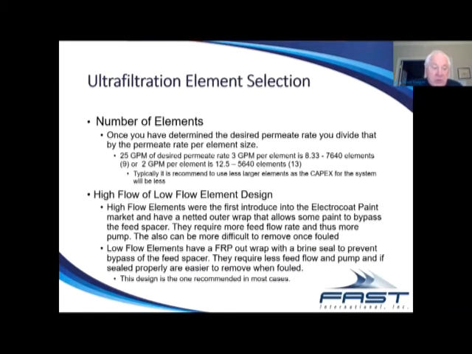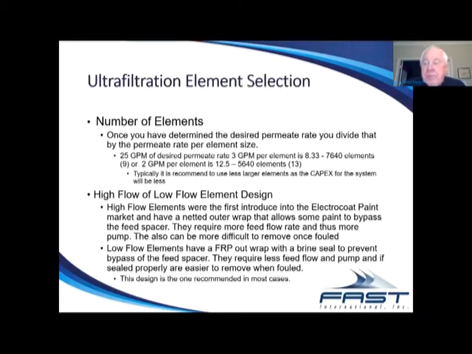The high flows were the first style spiral element that was introduced to the e-coat market back in the 80s. And they had a netted outer wrap to allow some of the paint to bypass the feed spacer. This required more feed flow rate to get the same velocity through the feed flow spacer, which means you needed more pump. They can also be very difficult to get out of the housing because of the paint buildup in that netted process to the paint housing or the filter housing.